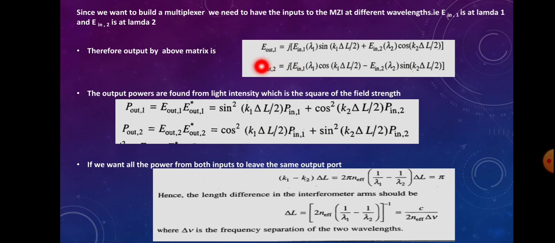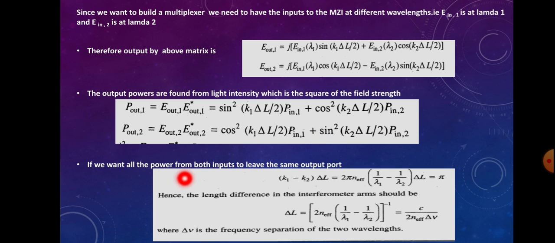So these are the output amplitudes. To find the output powers, we use the light intensity, which is the square of the field strength. P out 1 will be equal to E out 1 into E conjugate out 1. So you will get sin square K1 delta L by 2 P in 1 plus cos square K2 delta L by 2 P in 2. Similarly, P out 2 will be equal to E out 2 into E conjugate out 2. Multiplying those two, you will get cos square K1 delta L by 2 P in 1 plus sin square K2 delta L by 2 P in 2.